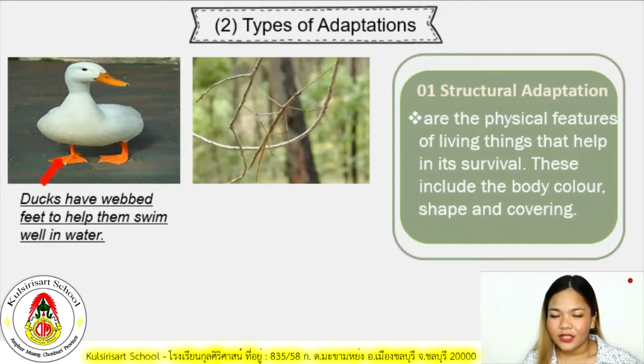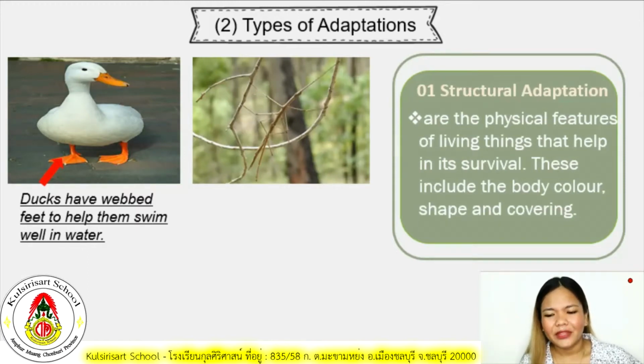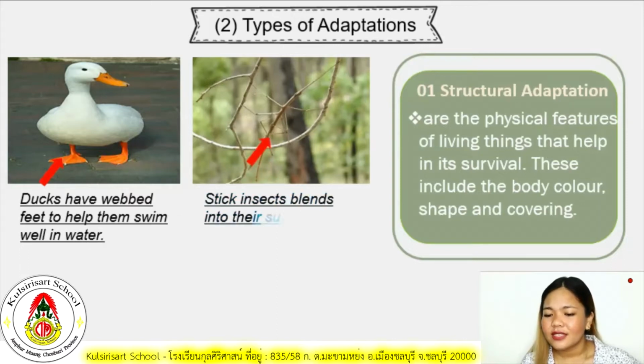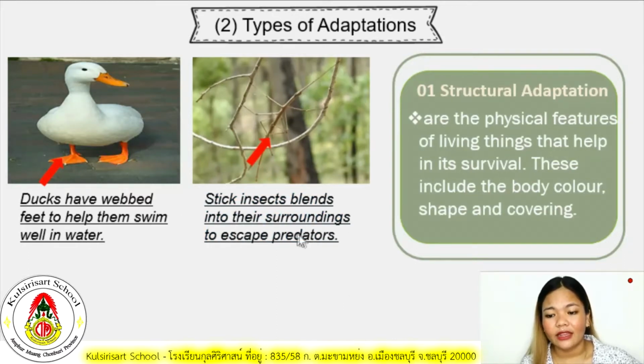Now we have the second picture right here. Can you see an animal in this picture? Let's see. The stick insect, which is pointed by this arrow right here, blends into its surroundings to escape predators. This is what we mean by camouflage, when an animal adapts to the color of its environment so that the predators or the bigger animals that would eat it will not be able to see it. Now, that is for structural adaptation. Again, structural adaptations are the physical features of animals that help them survive the environment.